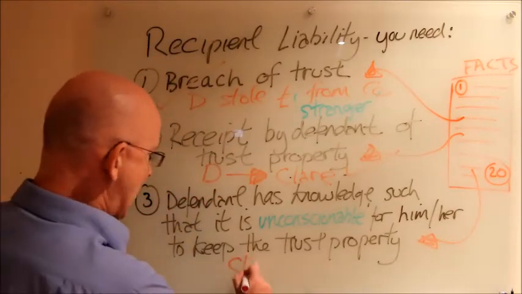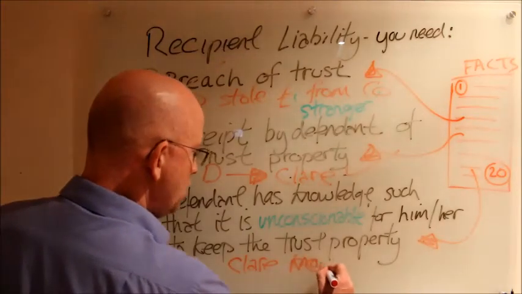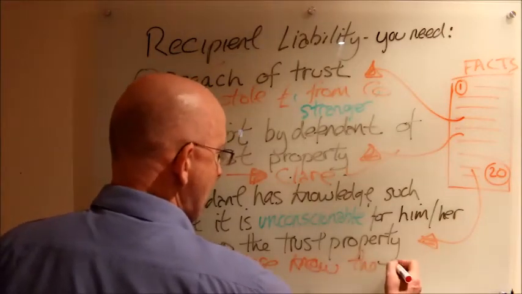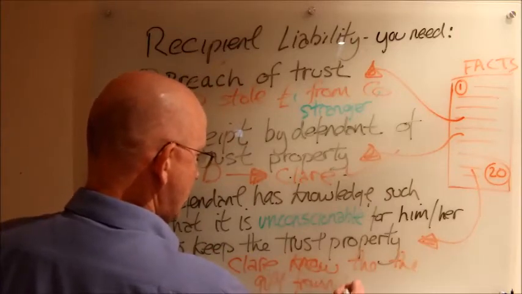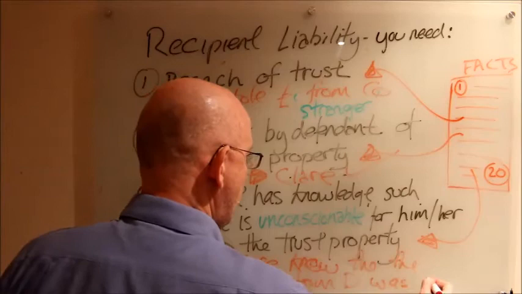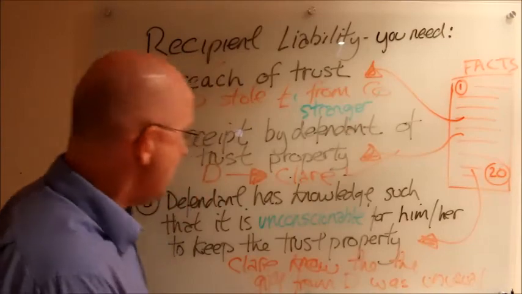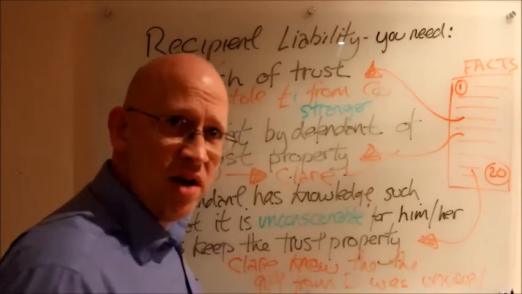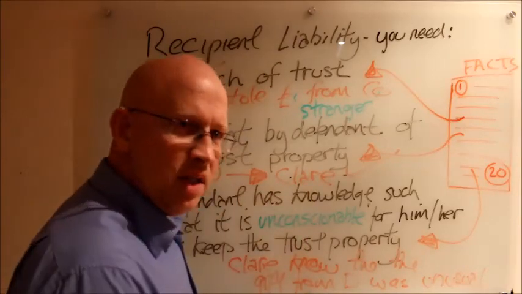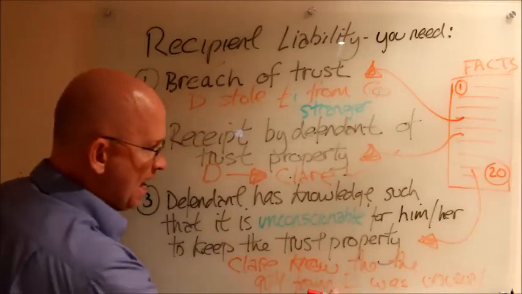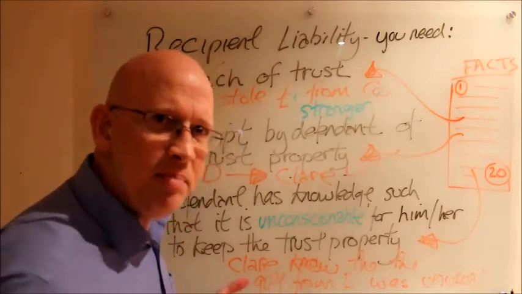For example, Claire knew that the gift from the director was, for example, unusual. Claire thought it was unusual. It could well be that the director was her partner, boyfriend or girlfriend, and that Claire is not used to receiving gifts from this person, the director, and she thought it was unusual. Well, there you've got each element of the offence of recipient liability has been made out.